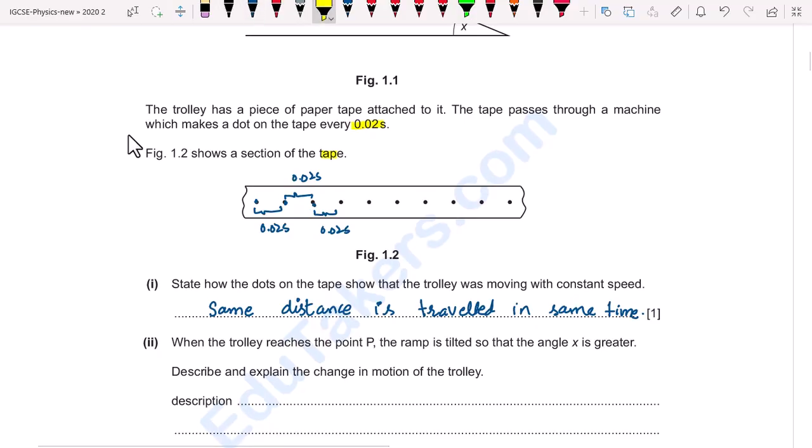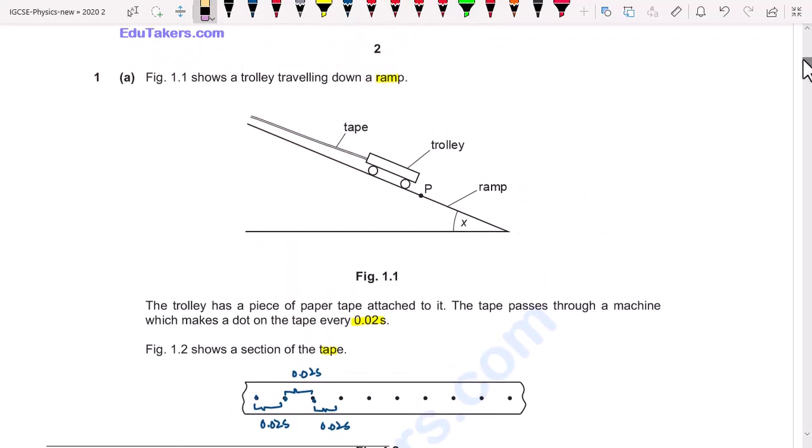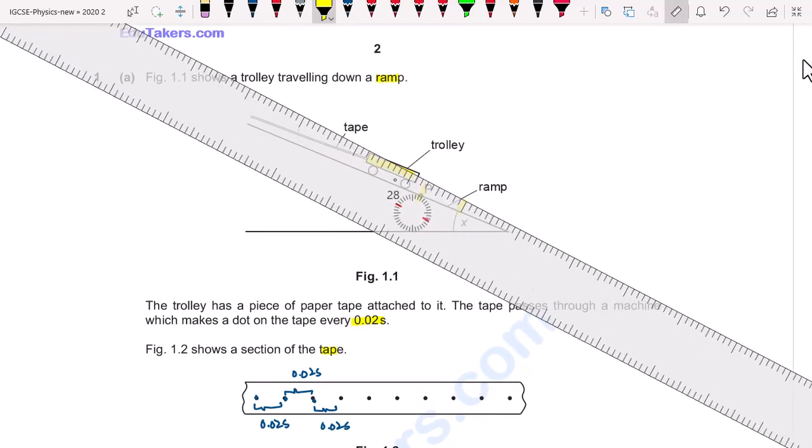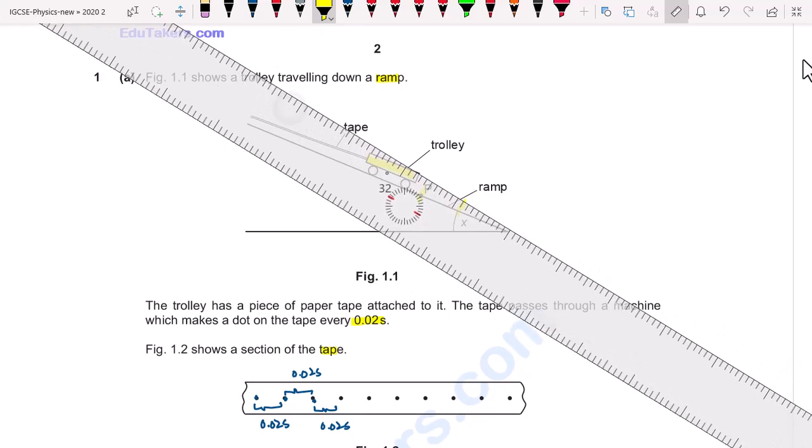Part 2. When the trolley reaches the point P, the ramp is tilted so that angle X is greater. Describe and explain the change in motion of the trolley. So in the figure, the trolley is moving on the ramp. When it reaches point P, then the angle X increases. It means that the position of the trolley may be like this so that angle X increases.